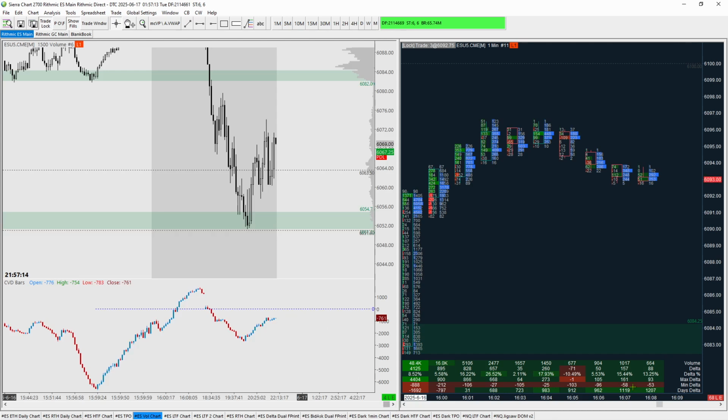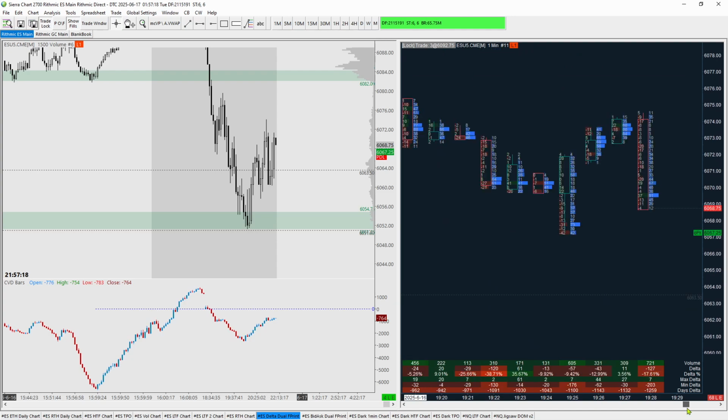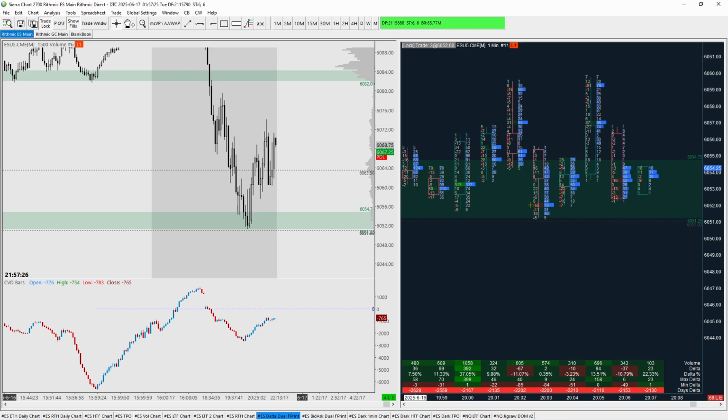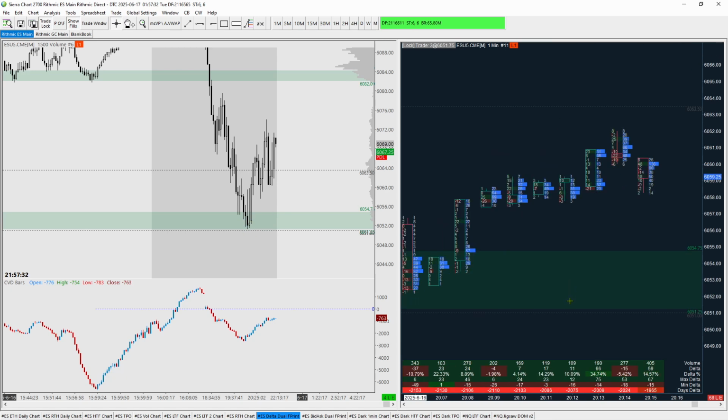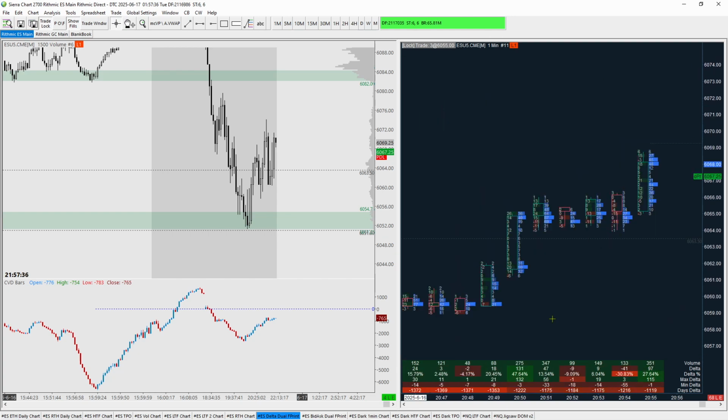What I'm doing is I'm drawing these levels and then I'm just watching the order flow when these levels are being hit, right? You can see the sellers are getting absorbed right there. The volume is a little bit lighter here because it is, like I said, the ETH now. I don't trade the ETH, but you can. The principle still stands.